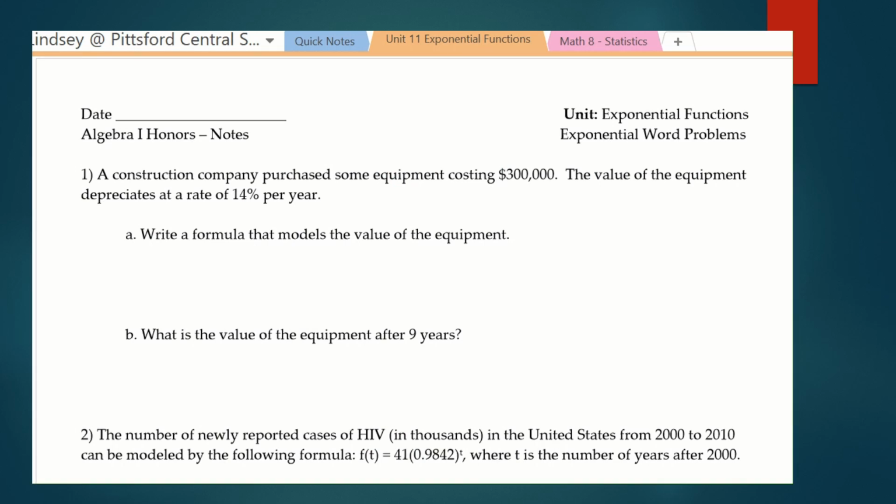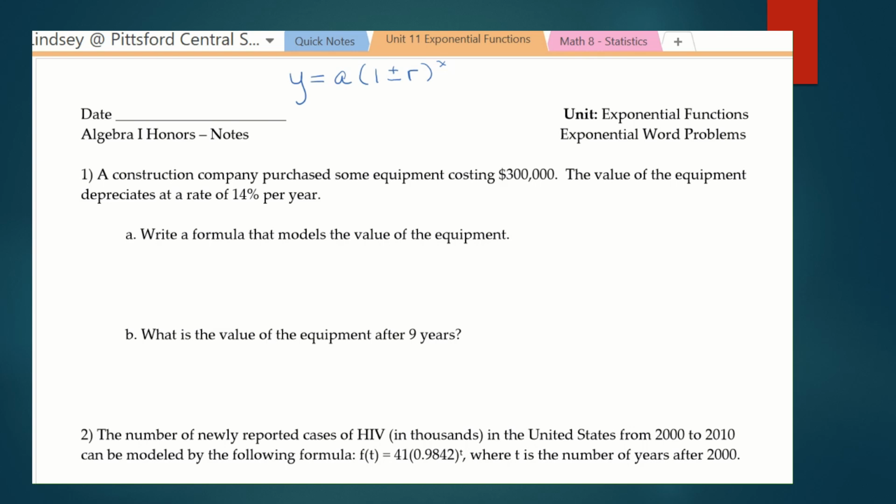Hey everybody, welcome back. Today we're going to be talking about exponential word problems. So we're going to be taking our growth and decay factor formula that we learned last week. So remember that formula looks like this. Y equals A times 1 plus or minus, depending on if it's growth or decay, R raised to the power of X.